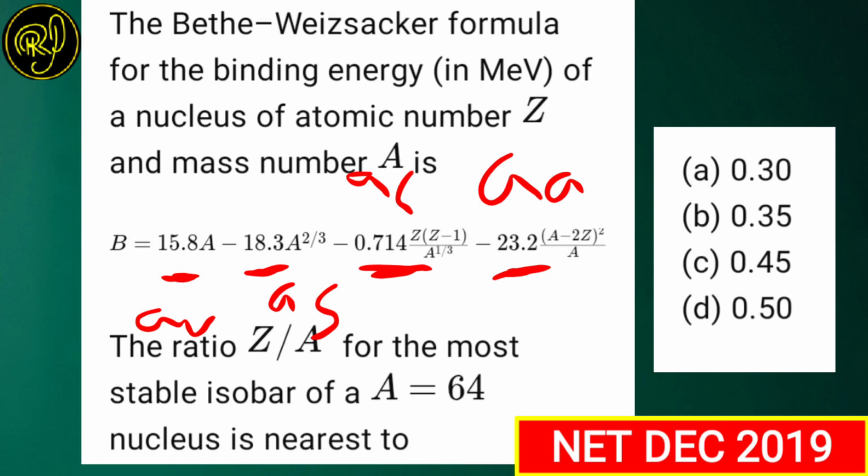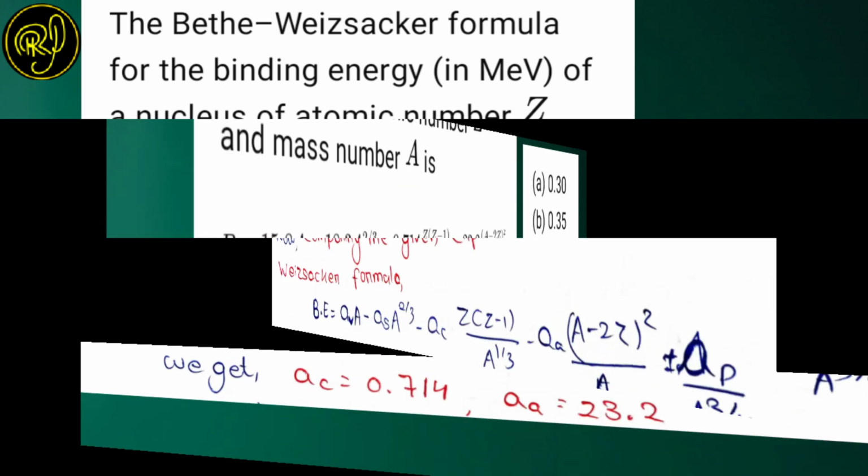Now we will find the ratio Z by A. A is given as 64. Now we have to find Z. So we will use the Bethe-Weizsäcker formula to find Z, that is the atomic number for the most stable isobar. Then we will solve it. So let's check the options. Here you are given four options: first option 0.30, second option 0.35, third option 0.45 and fourth option 0.50. So let us now solve it.